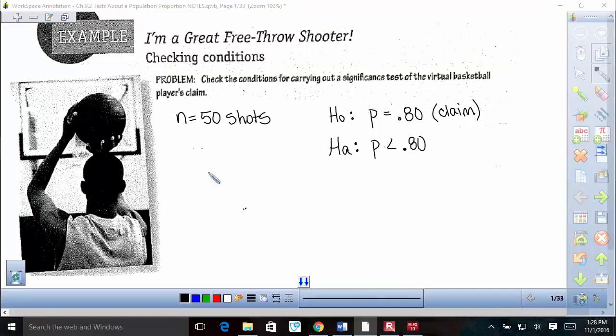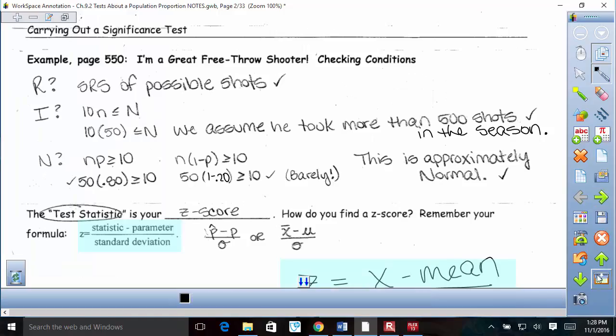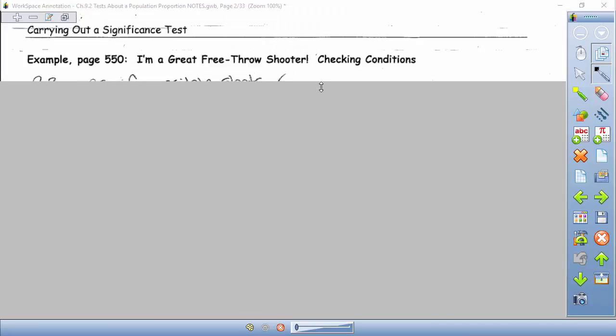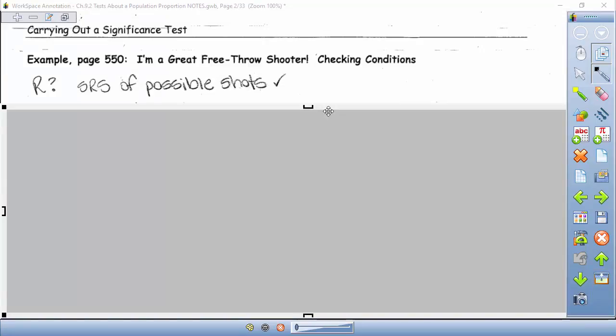All right, so this person, the virtual basketball player, took 50 shots. The claim is that he, well, we'll say he because it looks like a he in the picture, doesn't it? He's claiming he makes 80% of his shots. But based on the performance, we're thinking that he makes less than 80% of his shots on a regular basis, right?